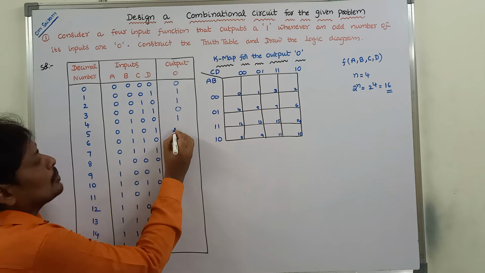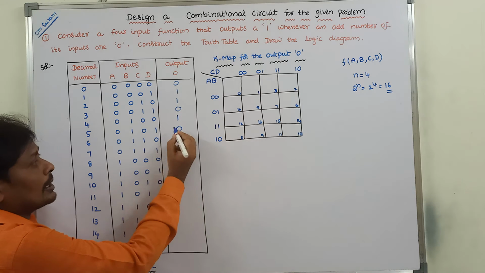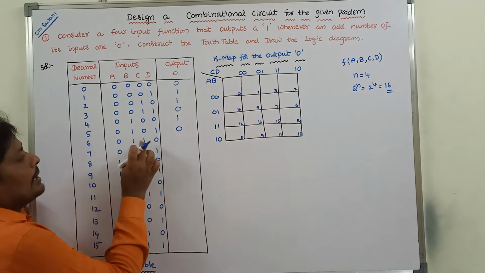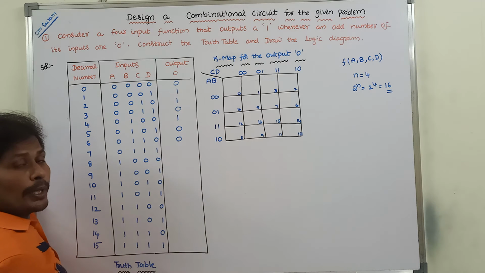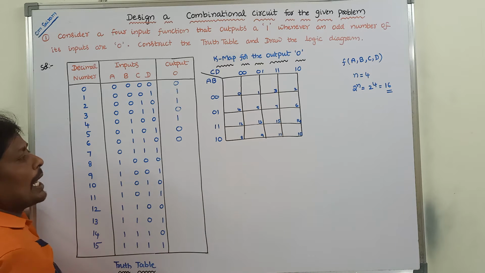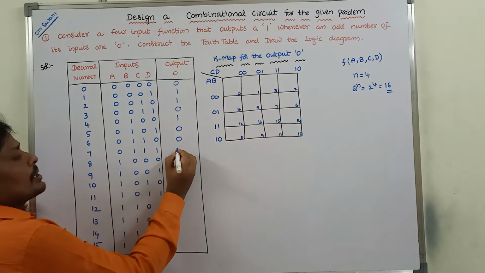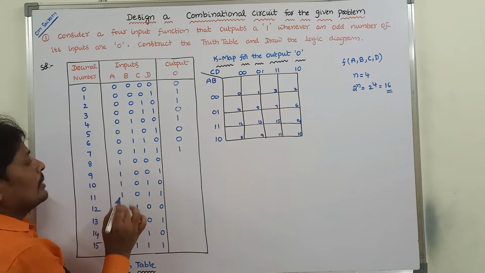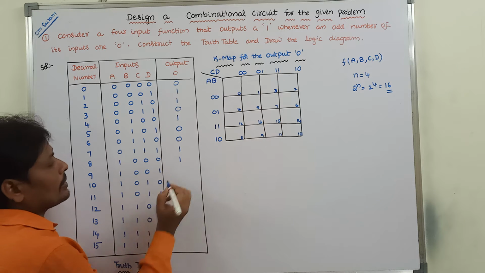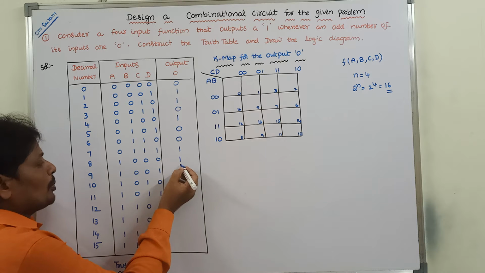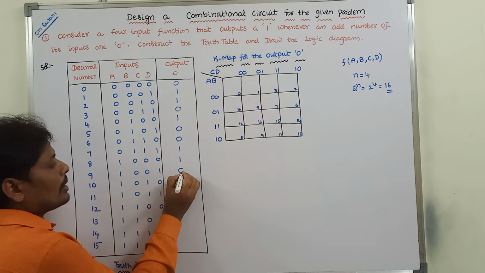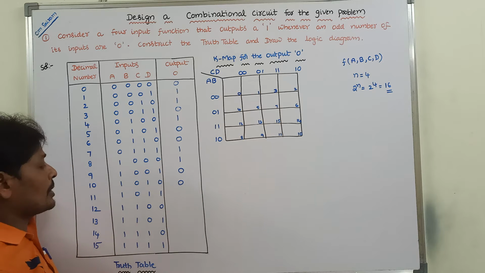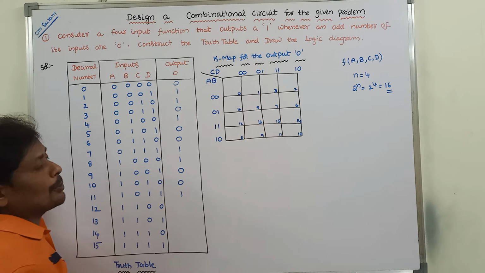In this combination, 2 zeros are there. 2 is an even number, so the output is 0. Next, 2 zeros, an even number, hence the output O is 0. In this combination, only 1 zero is there. 1 is an odd number, so the output is 1. In this one, 3 zeros, an odd number, so the output is 1. Next, 2 zeros, an even number, so the output is 0. Again 2 zeros, output 0. Then 1 zero, an odd number, output is 1.